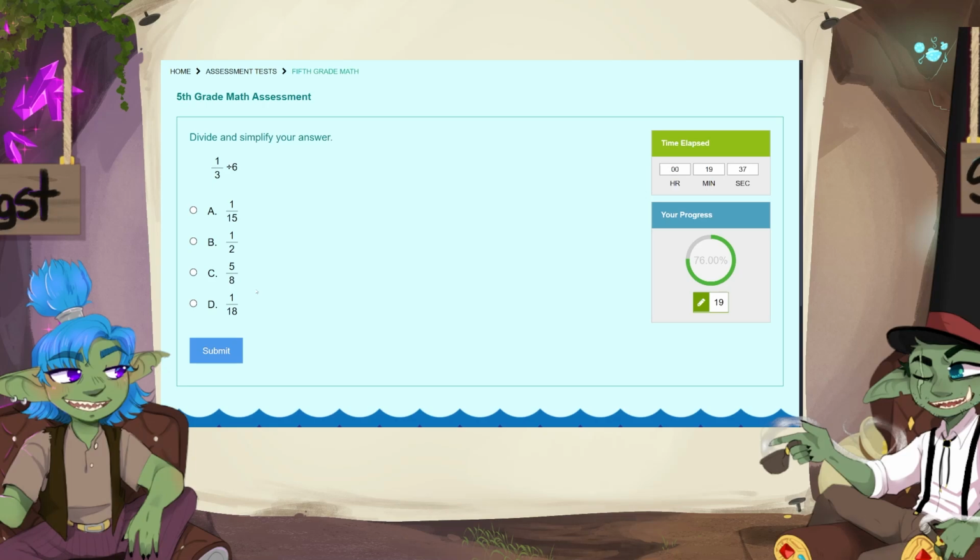I don't like what I'm looking at. I really don't like what I'm looking at. 1/3 divided by 6. I miss photo math. Photo math really helped me. 1/3 divided by 6. All I'm saying is I learned all of this.